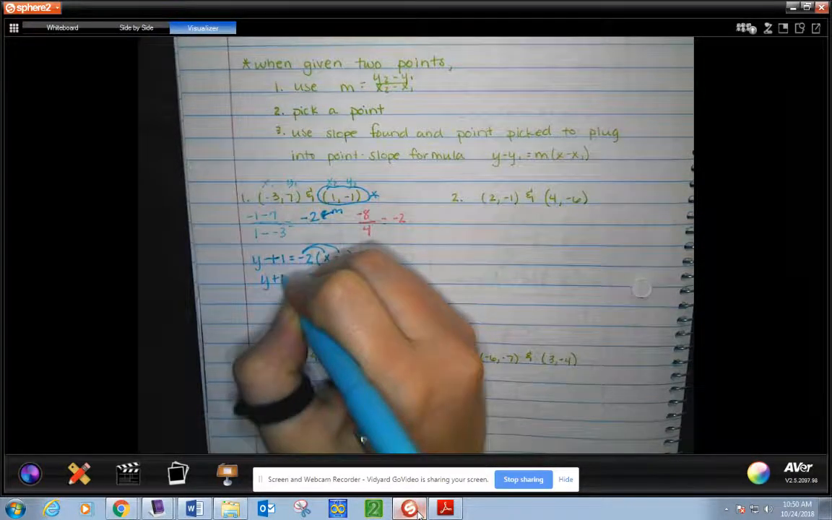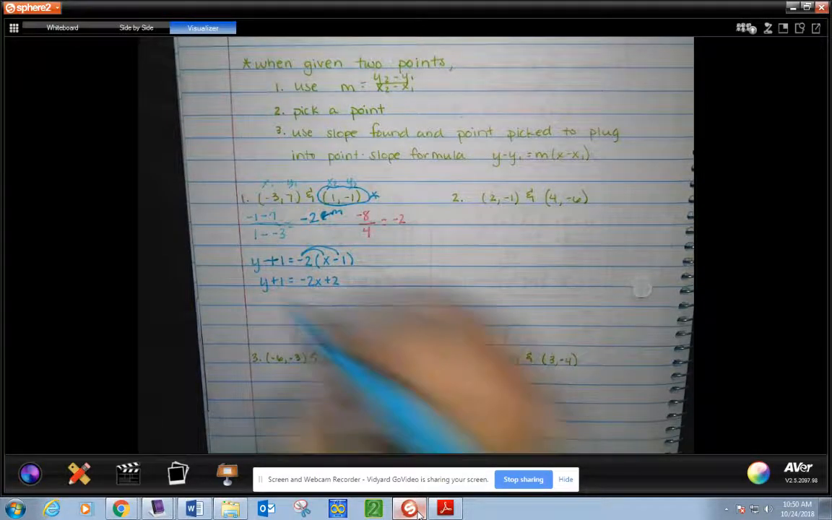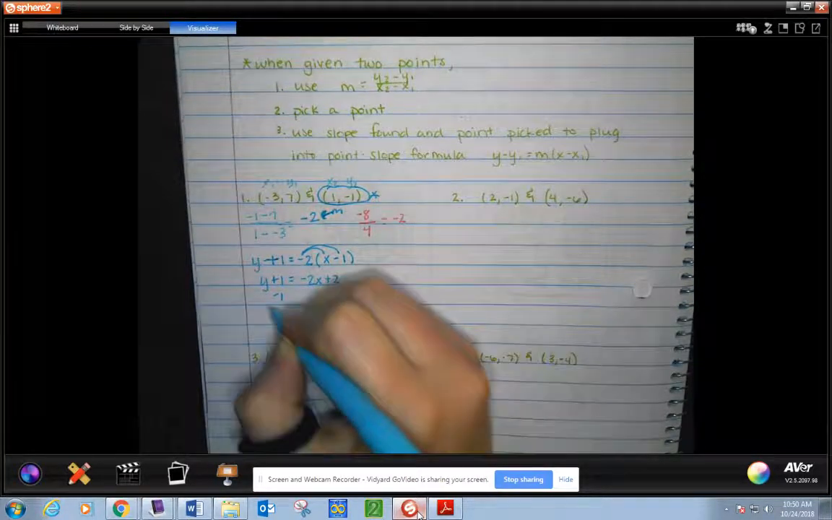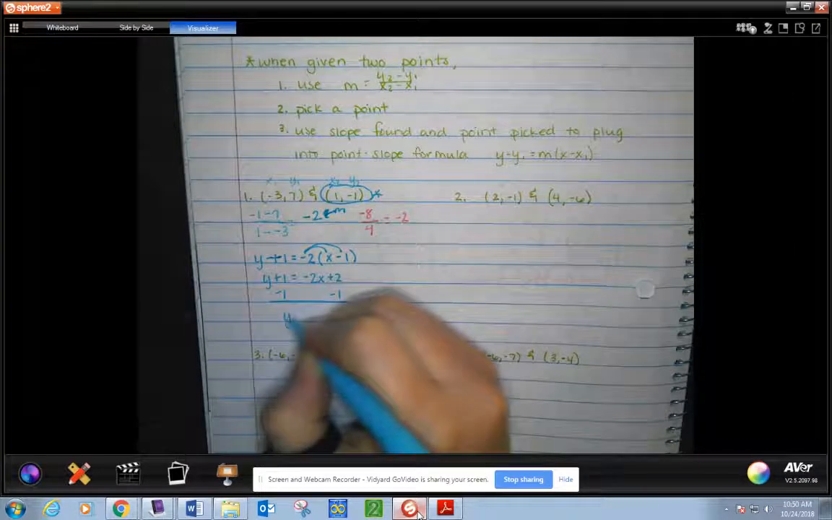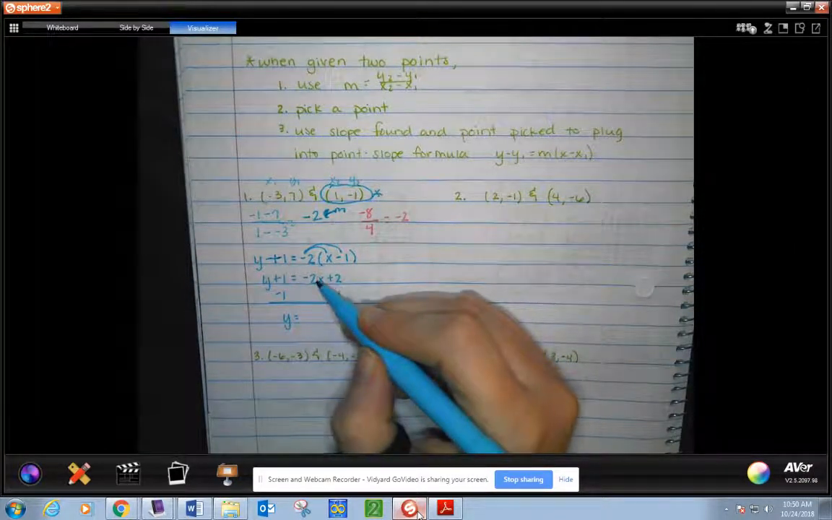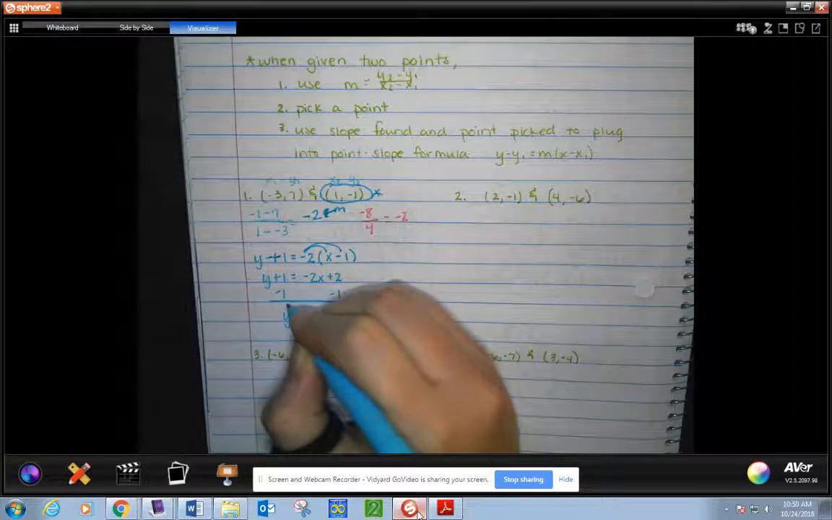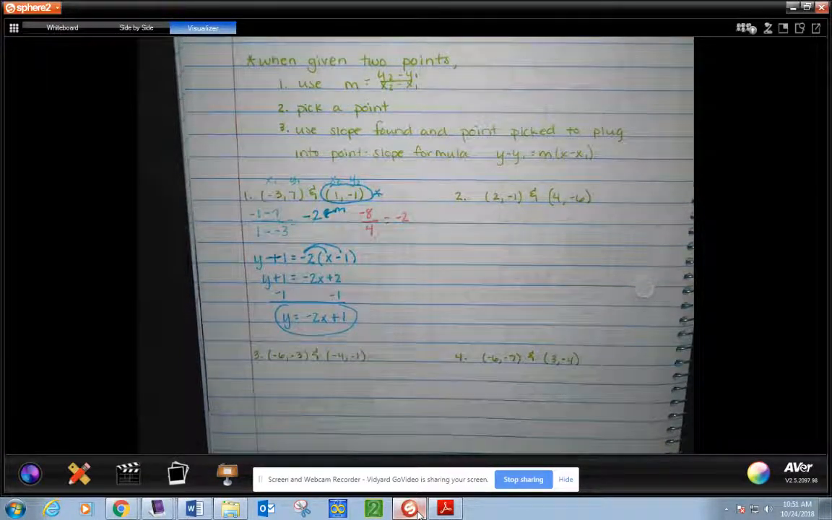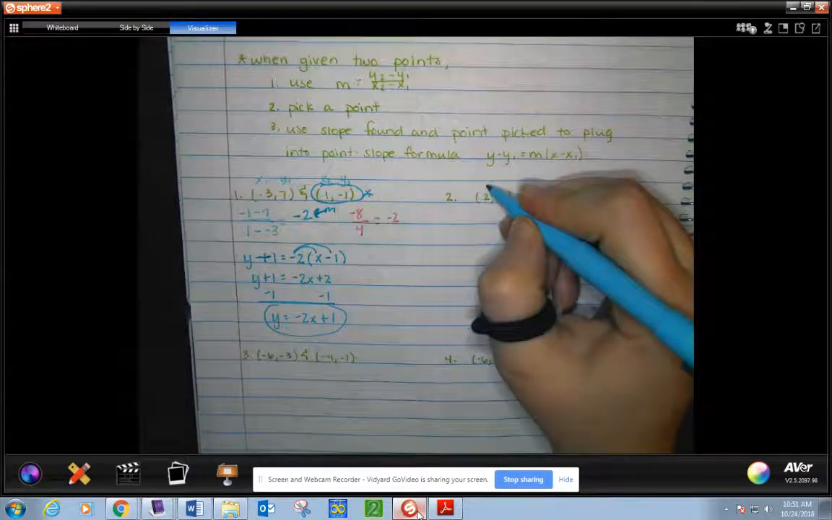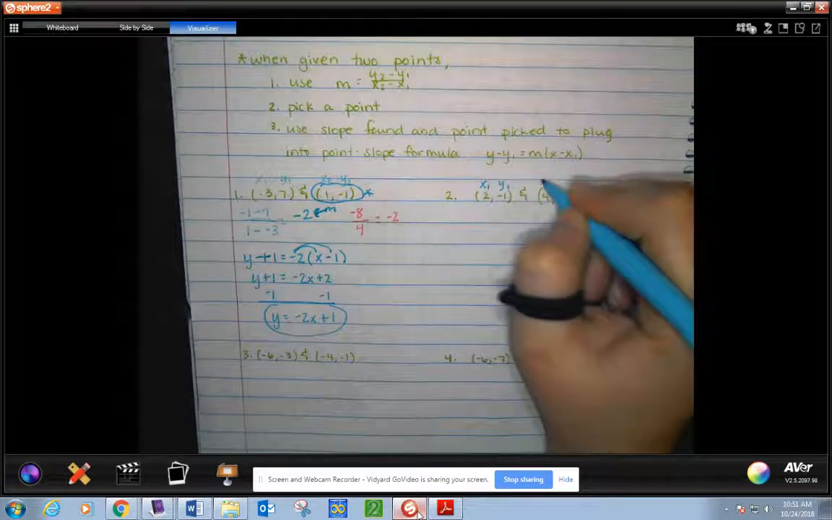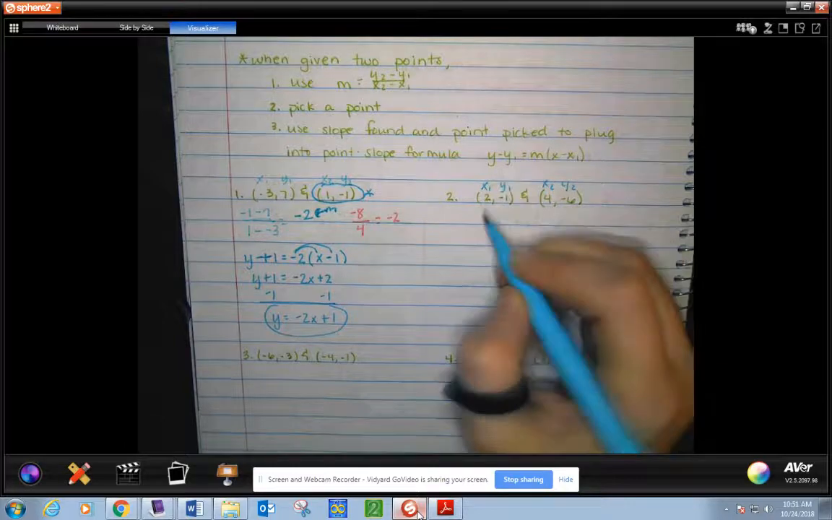Then you bring down y plus 1 equals, and to get y by itself, you're just going to subtract 1. Make sure you subtract that 1 from the constant, not the variable, and you get -2x plus 1, and that's your final answer.